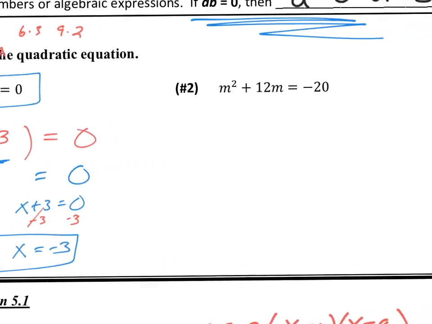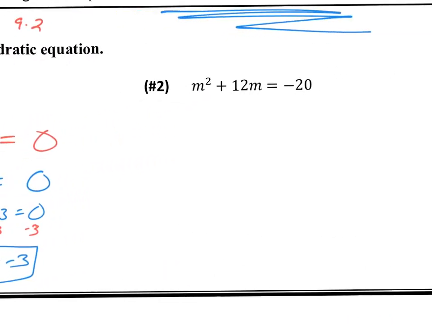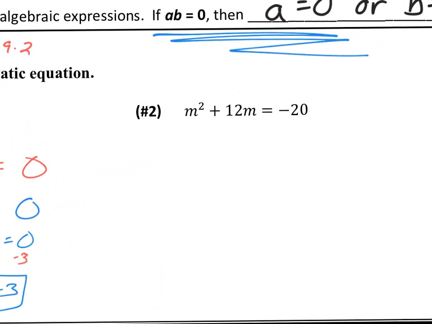Let's try number 2. If you look above, notice how the equation equals 0. It's A times B equals 0. So what we want to do is make the equation equal 0. So you want to put a little note, make equal to 0. We had to do that first. How can we make this equal 0? What do we have to do?